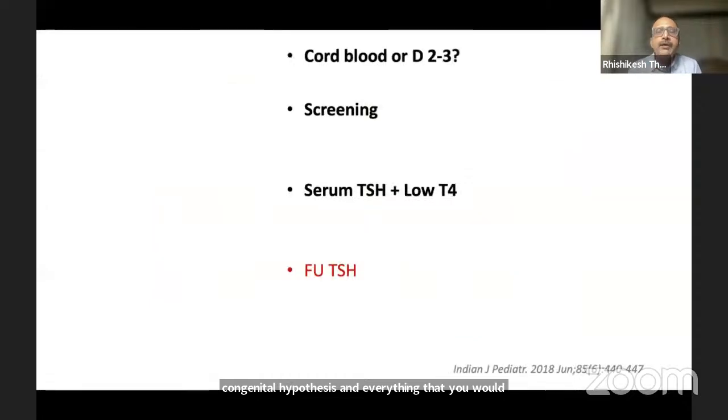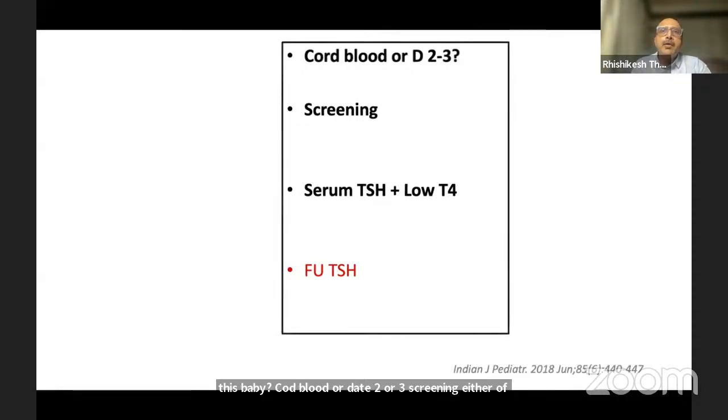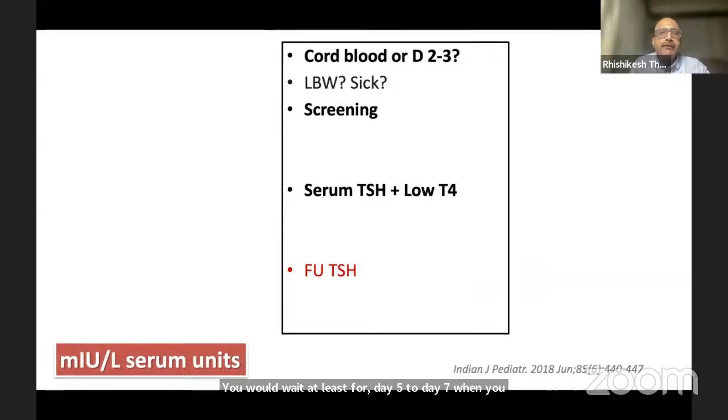The question is, what would you prefer as screening for this baby? Cord blood or day 2 or 3 screening, either of that is okay. But mind you, if it's a preterm or a low birth weight baby, preferably opt for day 2 or day 3 screening, simply because otherwise you would pick up that elevated TSH surge, which is falsely there in the cord blood for preterms and low birth weights. When it comes to low birth weights and sick babies, especially those admitted to the nurseries, you would wait at least for day 5 to day 7, when you would be able to get the true reading for these babies.